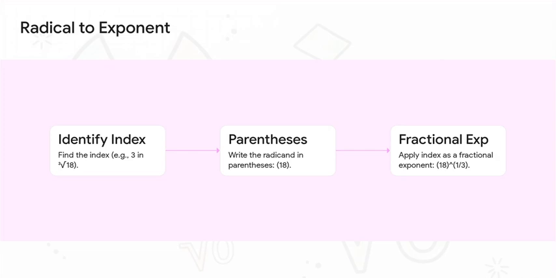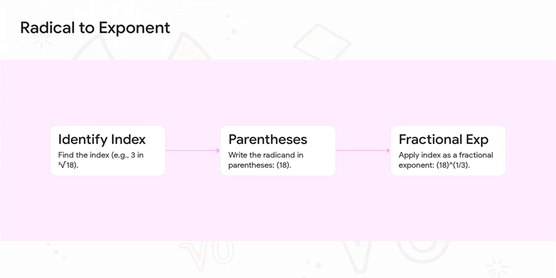Section 4, solving textbook examples. All right, time for some live decryption. Here is example 1 from the textbook, where we are transforming radical expressions into exponential forms. Let's look at the cube root of 18. Step 1, identify the index. Easy, it's clearly a 3. Step 2, take the radicand, which is 18, and wrap it safely in parentheses so we don't accidentally lose anything. Step 3, apply the index as a fractional exponent, so that index of 3 just swings right around and becomes the denominator, giving us 18 to the power of 1/3.